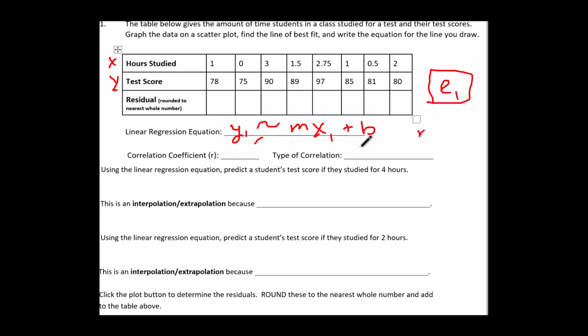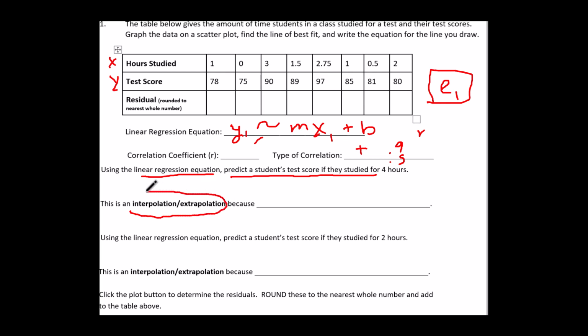And the type of correlation, if it's positive and it's close to 1, like 0.9, it's going to be a strong positive. If it's less than 0.5, it's going to be a weak positive. If it's 0, there's no correlation. And then using your linear regression equation, you can predict a student's test score if they studied for 4 hours. So you can go on that line, or you can plug it back into the equation that you get, y equals mx plus b. This is an interpolation extrapolation.